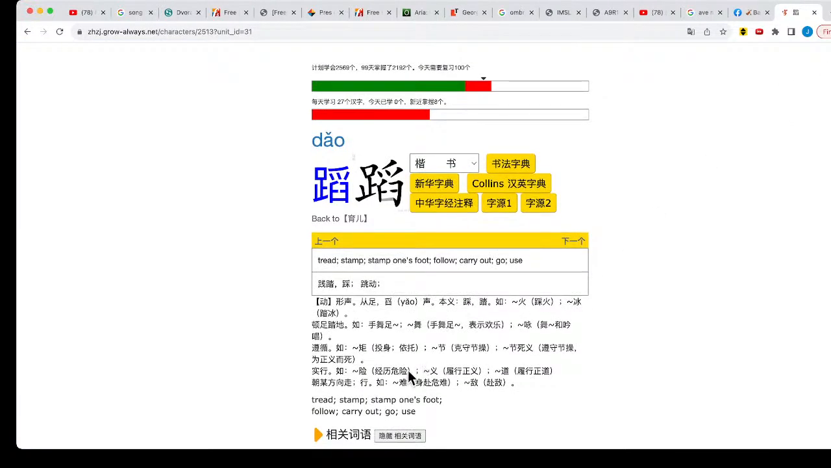Okay, and it also means carrying out, following, like 赴汤蹈火. That means you are going into a dangerous situation for a cause. Okay. Next one.